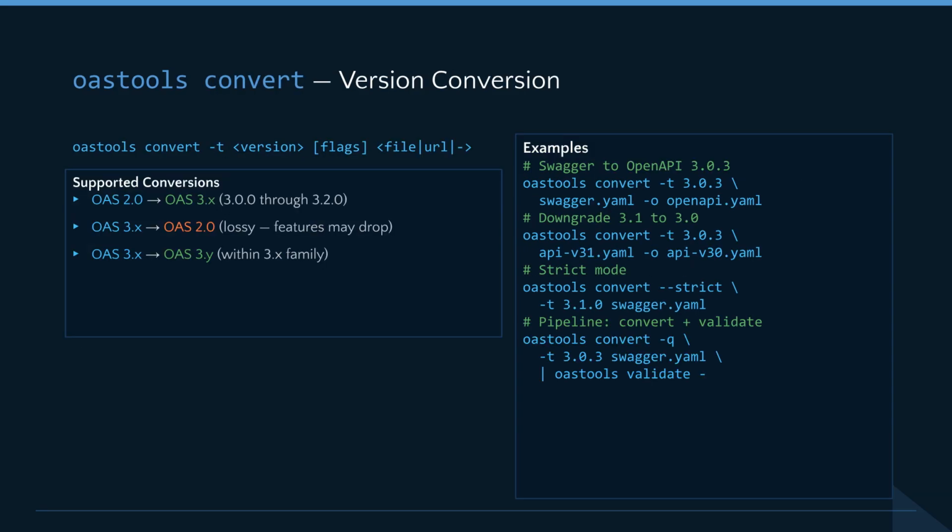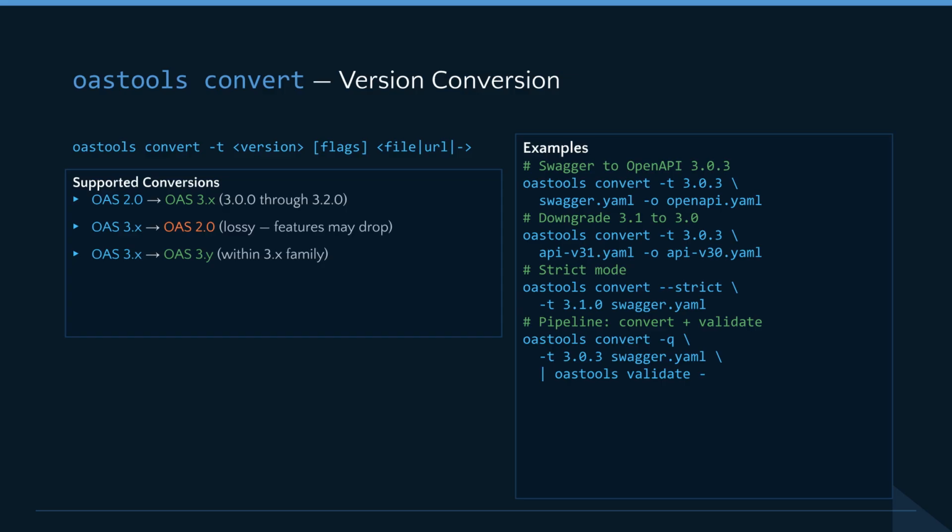Version conversion. The convert command handles all version conversions. The most common use case is upgrading Swagger 2.0 specs to OpenAPI 3.x. The converter handles the structural differences. Consumes/produces arrays become content type maps in request body. Security definitions move to components/securitySchemes. Host and base path become server objects, and so on.